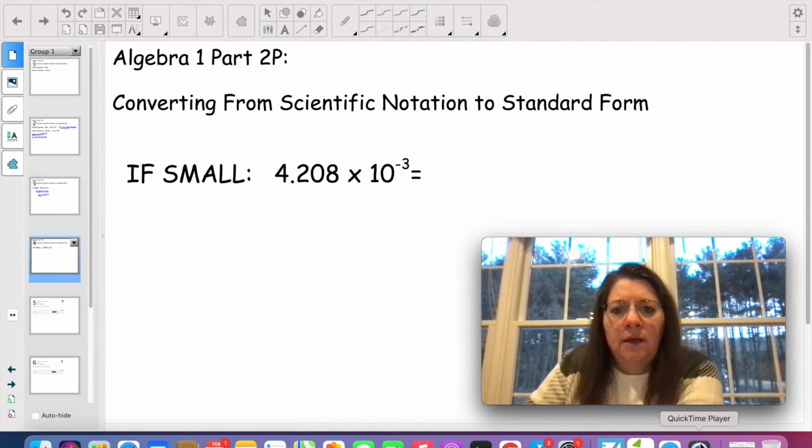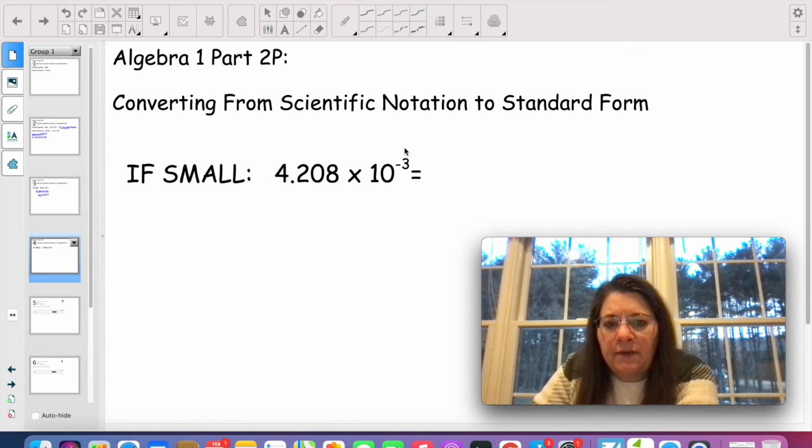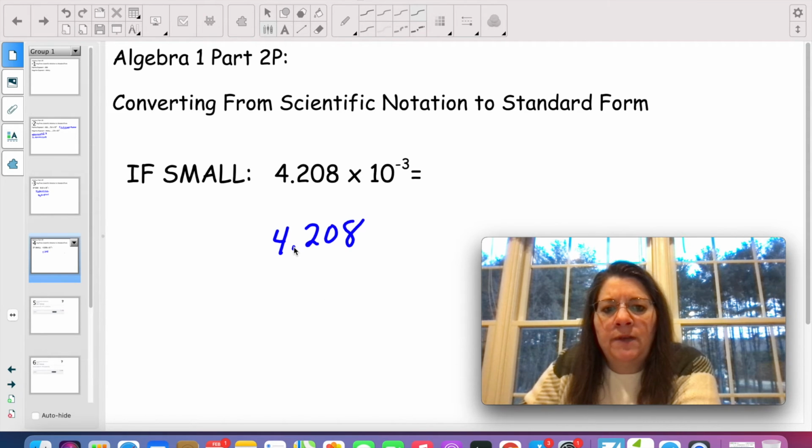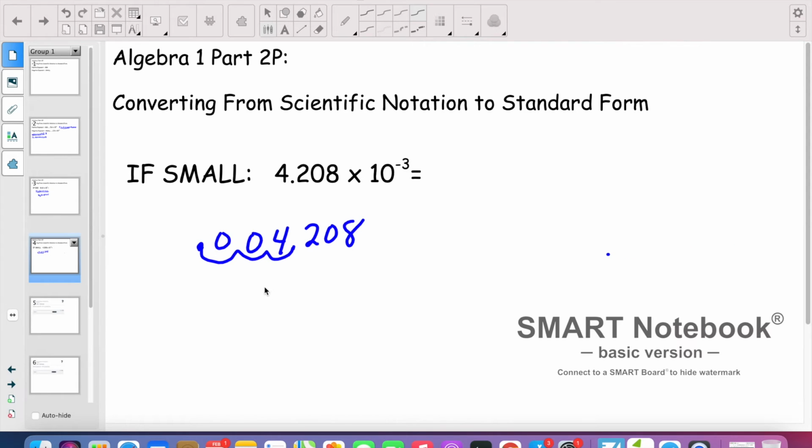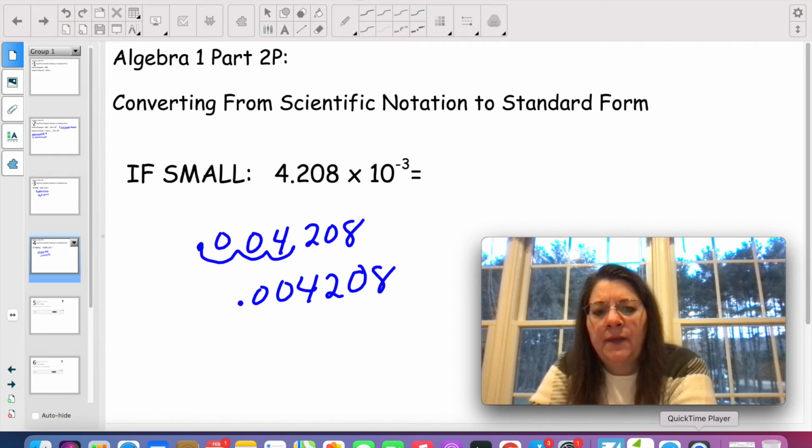This one, because of the negative 3, is considered a small number. So we want to make this decimal even smaller. I'm going to rewrite it, and then I'm going to move the decimal 3 places to the left to make it even smaller. There's my new decimal. In the loops, I will put zeros. So when I go to put this in Delta Math, I'm going to put it in as 0.004208. And that would be my answer.